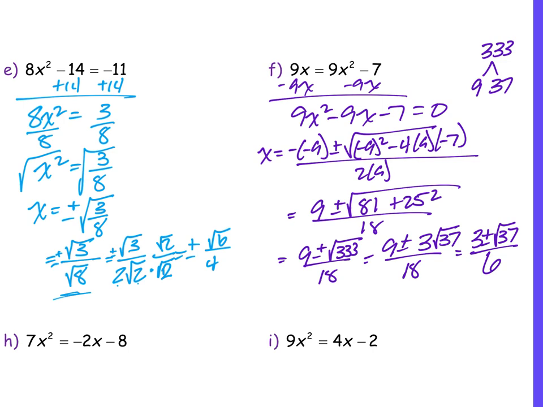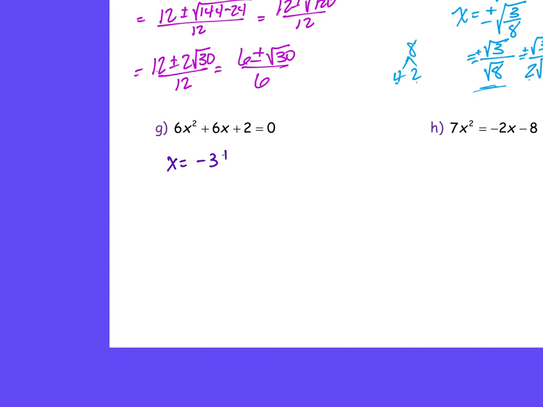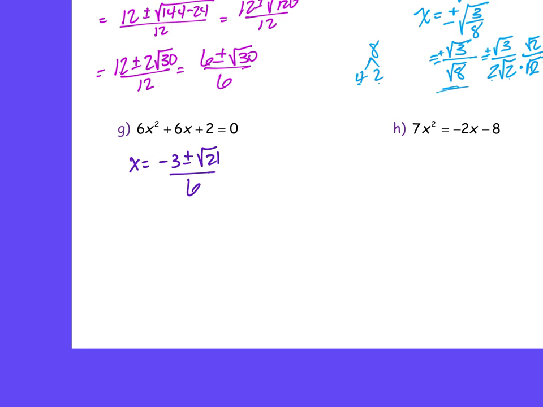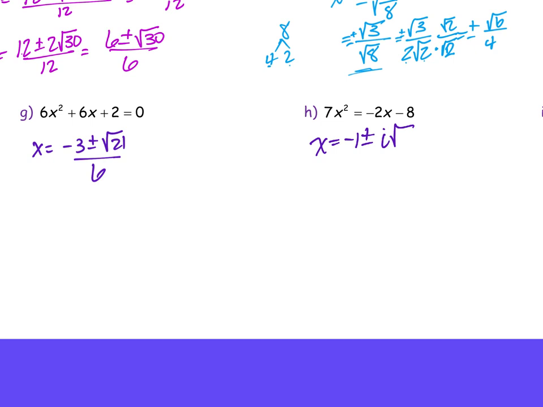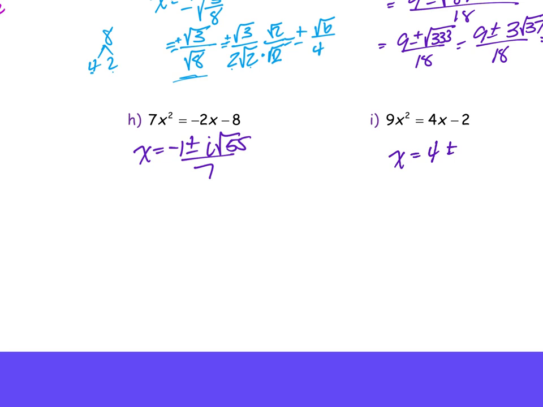Okay, since time is almost up, I'm just going to give you the answers for the last three, so you can find out if you're right or not. Negative 3 plus or minus the square root of 21 over 6. H is x equals negative 1 plus or minus i root 55 over 7. And the last one should be x equals 4 plus or minus... Oh, nope, not 4, sorry. Should be 2. 2 plus or minus i root 14 over 9.